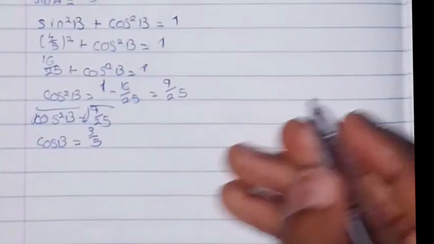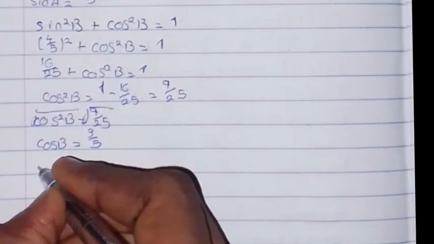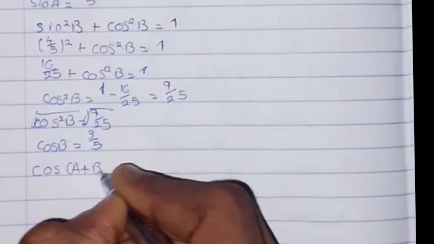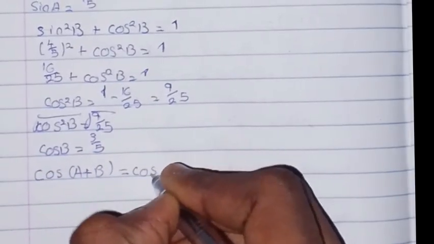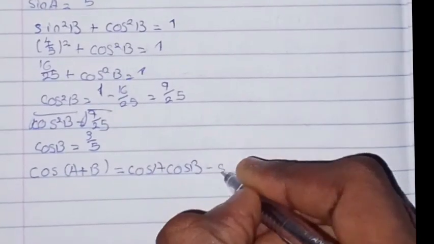Alright, so we've gotten sin A, we've gotten sin B, they gave us sin B, we have cos A and cos B. Now we can fully implement our formula by simply substituting. Cos A was given in the question as 3 over 5. Cos A plus B is equivalent to cos A cos B minus sin A sin B.